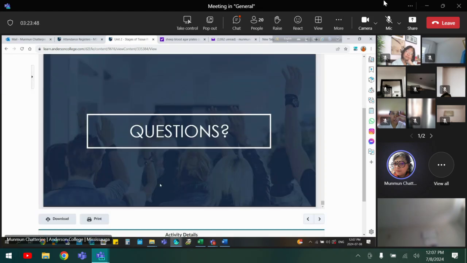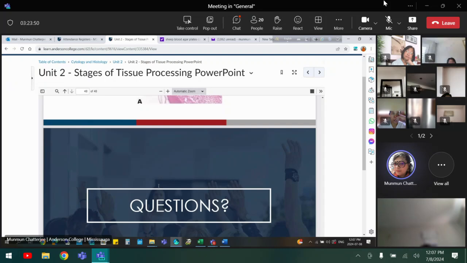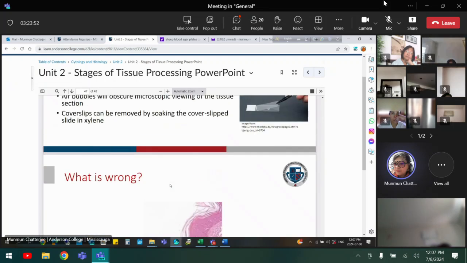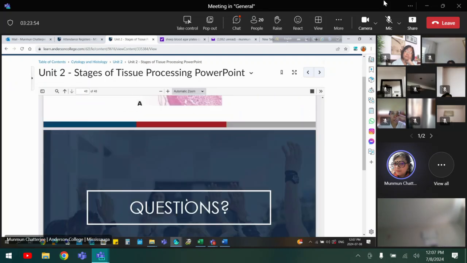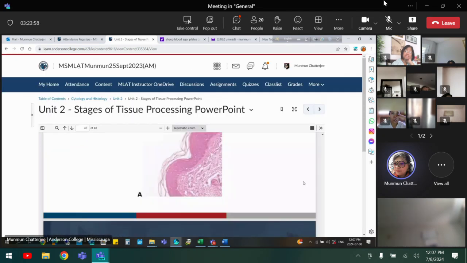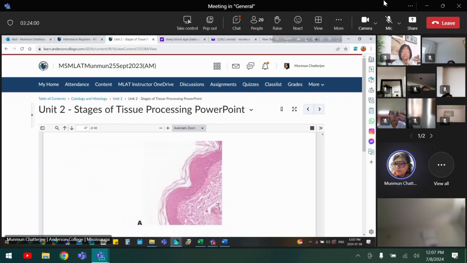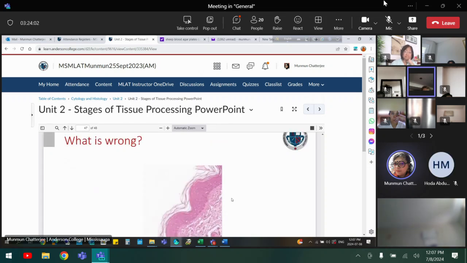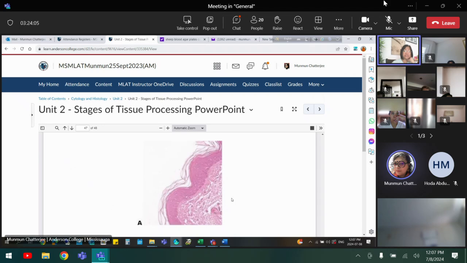What's wrong? Is there anything wrong? What didn't stain here? The nuclei. Yeah, the nucleus. Only the eosin has been stained. Yes. It didn't stain the nuclei with the hematoxylin. All the eosin has been stained. Right.